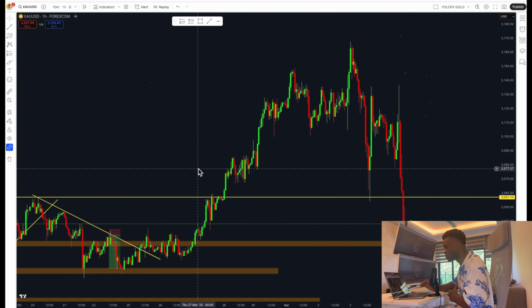In this strategy that I want to share with you, which is very simple for trading commodities, you first have to mark out your key zone.